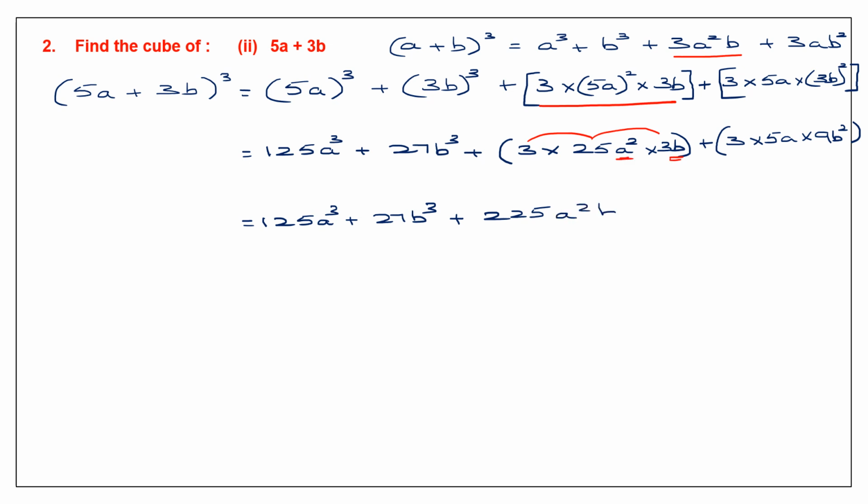A square b plus, now here 3 into 5 is 15. 15 into 9 is 135. So 135, and then we multiply a into b square. That makes it ab square. So again, there are no like terms here. So this will be our final answer. 125a cube plus 27b cube plus 225a square b plus 135ab square.